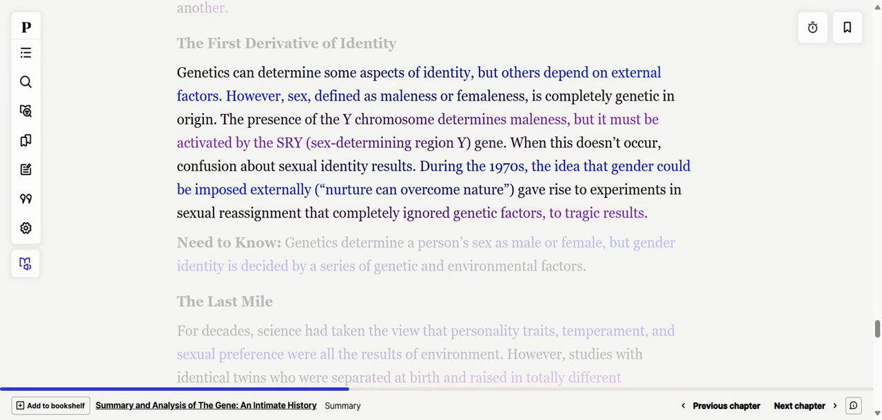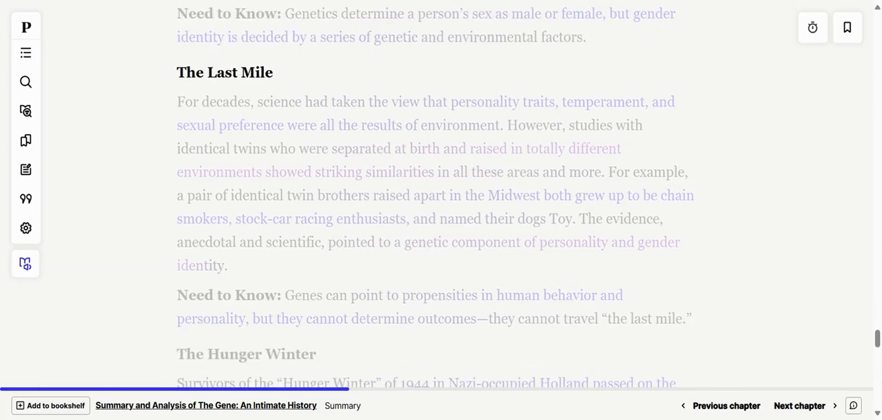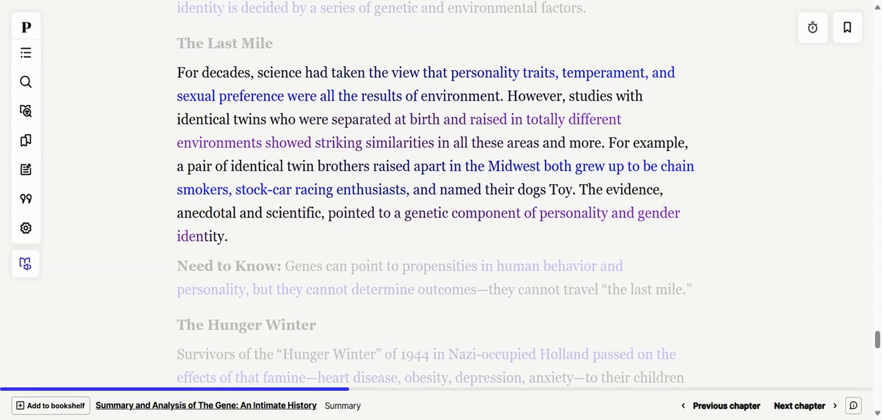The last mile. For decades, science had taken the view that personality traits, temperament, and sexual preference were all the results of environment. However, studies with identical twins who were separated at birth and raised in totally different environments showed striking similarities in all these areas and more. For example, a pair of identical twin brothers raised apart in the Midwest both grew up to be chain smokers, stock car racing enthusiasts, and named their dogs Toy. The evidence, anecdotal and scientific, pointed to a genetic component of personality and gender identity.